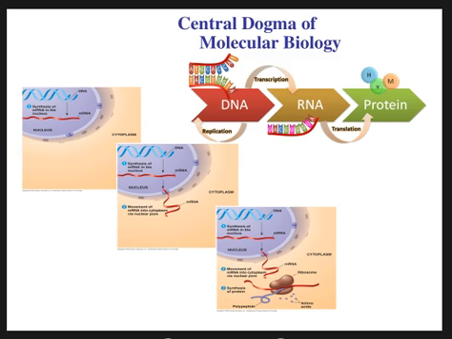So the central dogma of biology says that I have DNA, and DNA will form RNA through a process called transcription. That RNA will then undergo another process called translation, and what we'll end up with is a protein. So the central dogma of molecular biology is that DNA forms RNA through a process called transcription. RNA forms proteins through a process called translation.